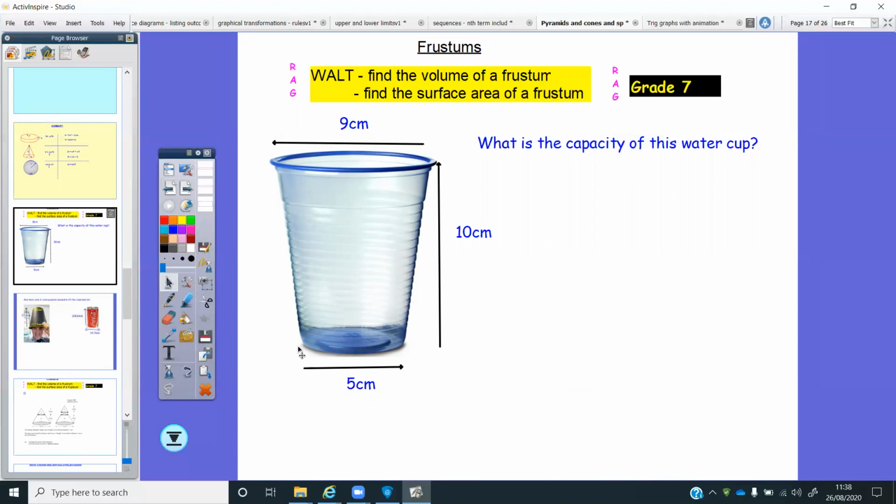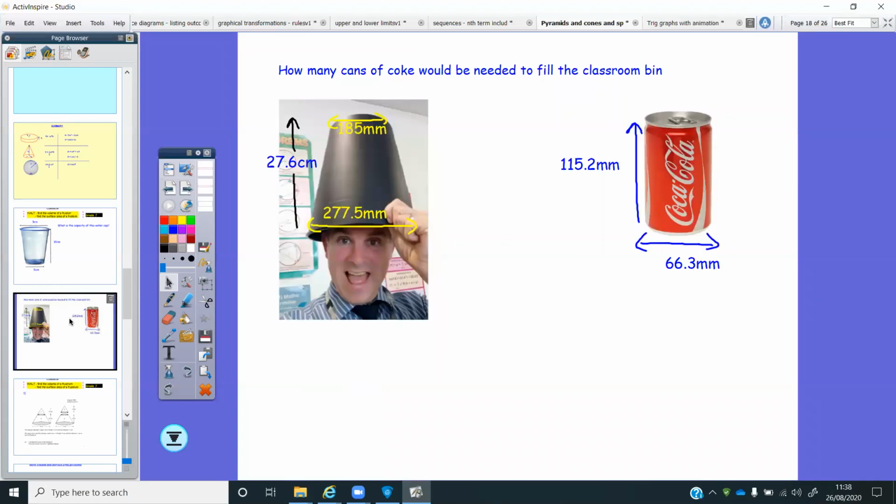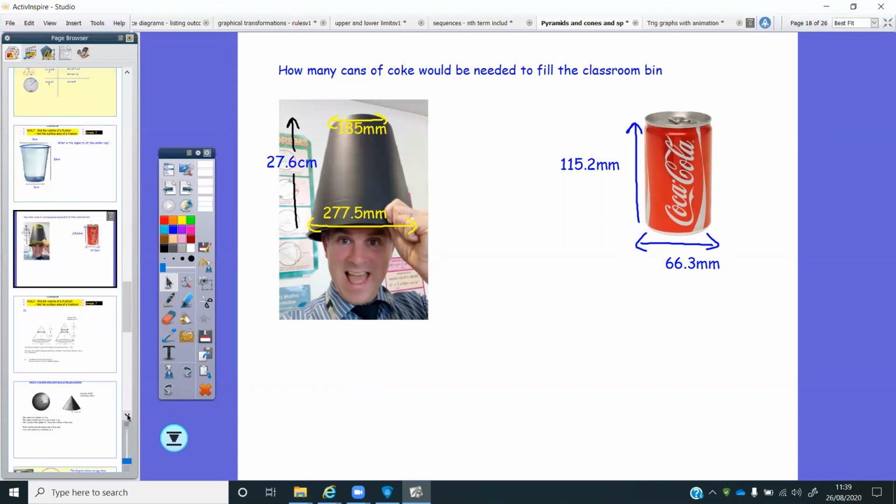Okay, so we've got a cone with a cone chopped off, and then, like I said, a question which doesn't have any real purpose in this one here, really, but a can of Coke, again, measured. How many cans of Coke would we need to fill this classroom bin? But again, it's curiosity. Sometimes the answers are surprising, just out of interest. But maths isn't just about practical applications. It's about your curiosity. It's about sometimes just nerdy facts that we like to find out.